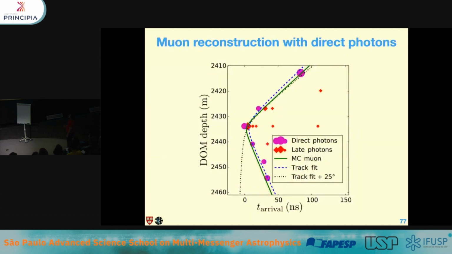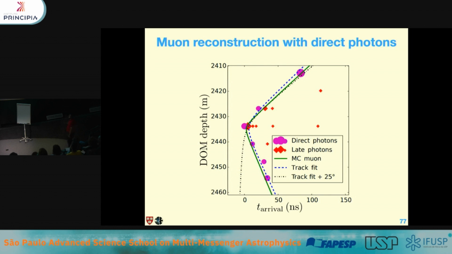So ideally, these photons should make a nice 45-degree angle. Here I have another representation of my sensors. Here is the depth of my sensors in meters. This is the arrival time in nanoseconds of light. This one here is the first sensor to see light in this event. And now if I look at the sensors nearby, this is, let's say, the true direction. And that's how this cone looks.